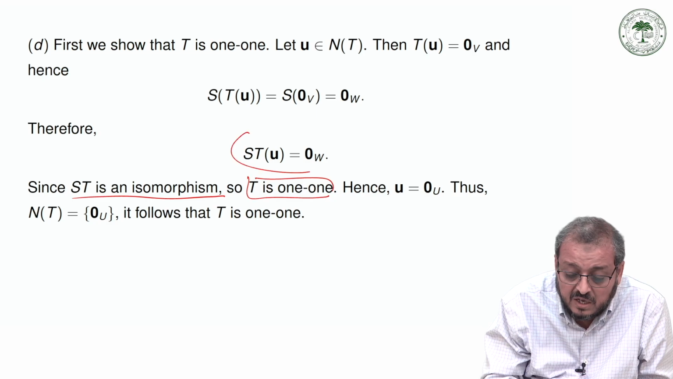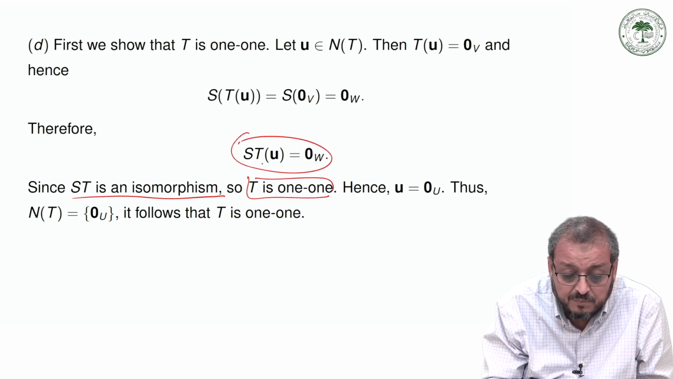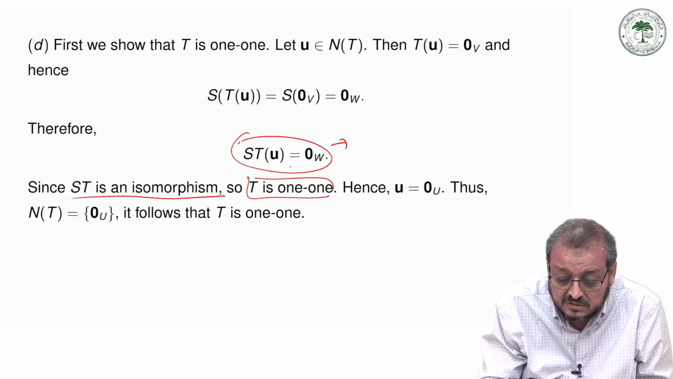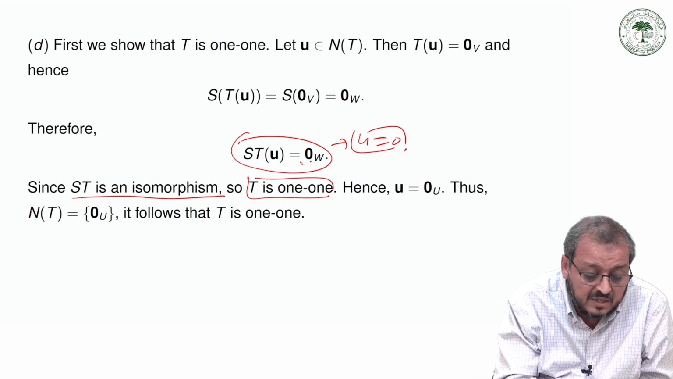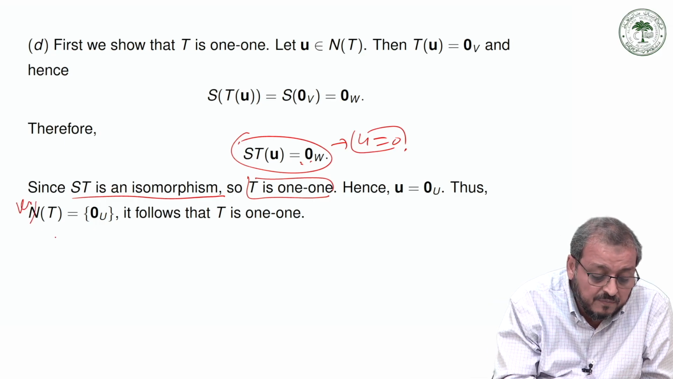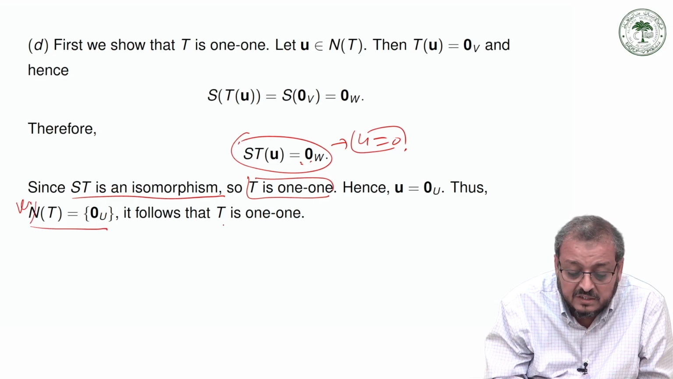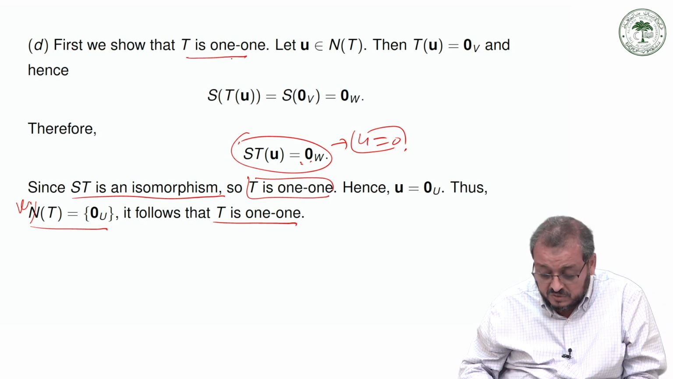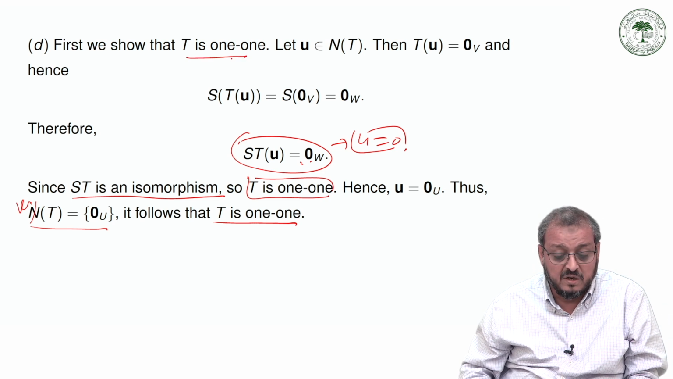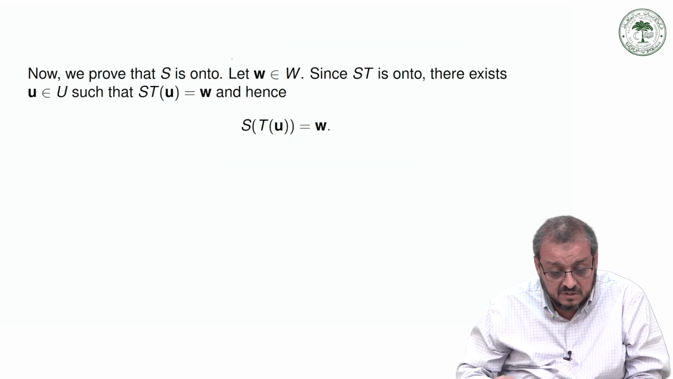So ST is an isomorphism. This implies that ST is 1-1. So ST is 1-1 means you have u is equal to 0. So ultimately u is equal to 0. This means the kernel of T is equal to 0 and T is 1-1. So now we have shown that T is 1-1. Now we show that if ST is onto, then S is onto.